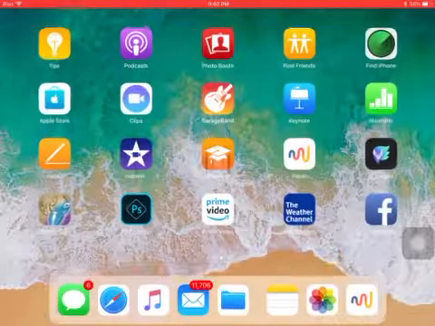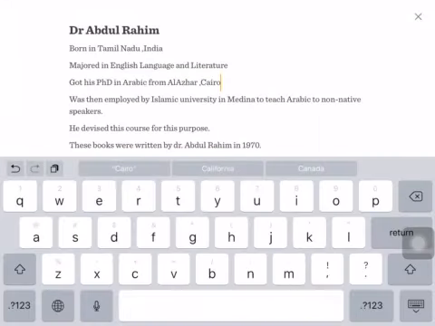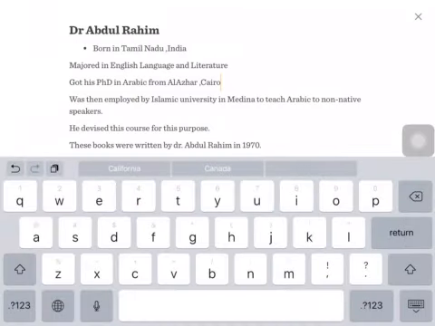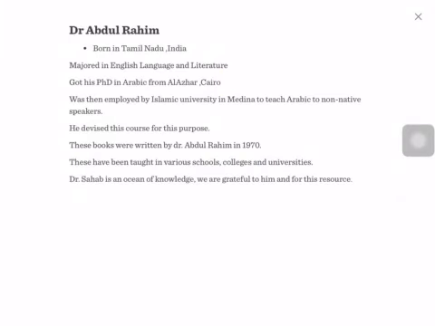So then I wanted to talk a little bit about Dr. Abdul Rahim, because we're reading his books. We should know a little bit about him. Dr. Abdul Rahim was born in Tamil Nadu, India. He majored in English language and literature. And then he went to Al-Azhar University in Cairo, and he got his PhD in Arabic. He was then employed by the Islamic University in Medina to teach Arabic to non-native speakers, so people like us. And to do that job, he wrote these books. So he devised this course to teach his students. And this was way back in 1970.